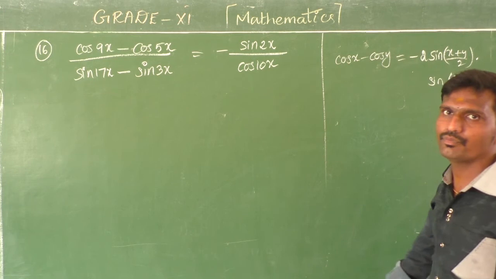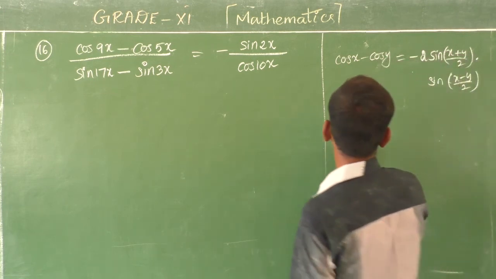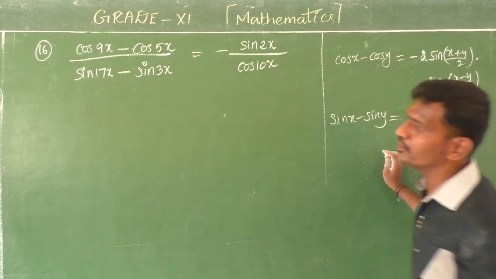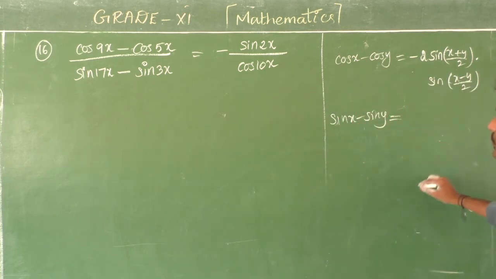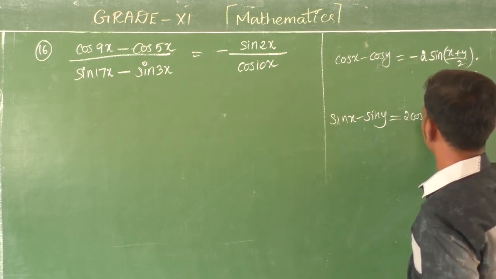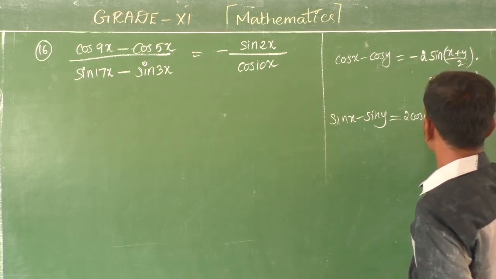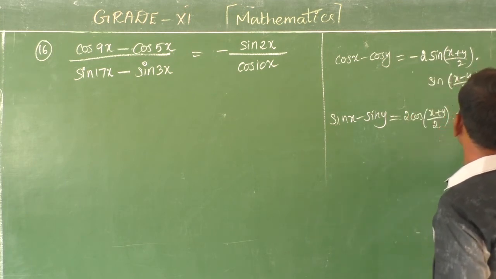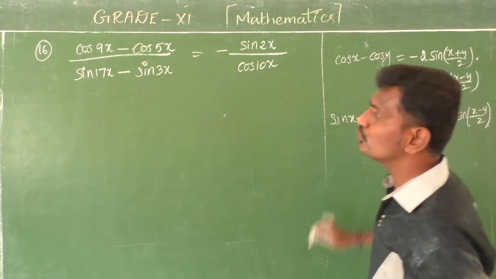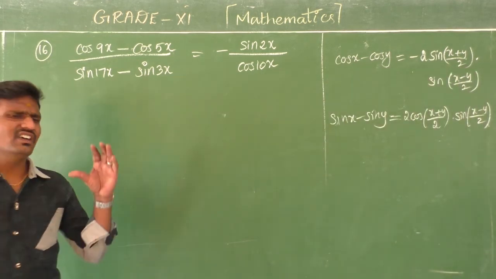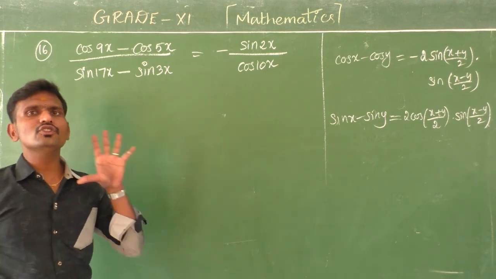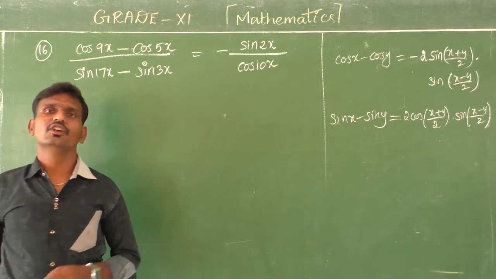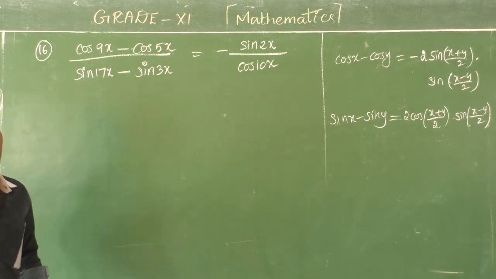Okay, students? Next, the formula for sin x minus sin y. I already explained it: sin x minus sin y equals 2 cos (x plus y) by 2 into sin (x minus y) by 2. So these two formulas you are going to use. Whenever you see a question, you should analyze the given question and decide which formula to use. Then only the question is very easy to do.